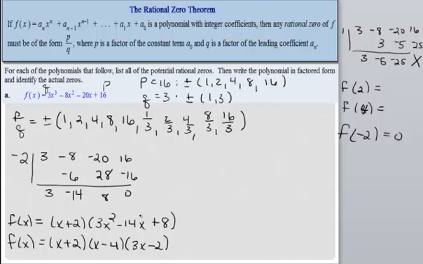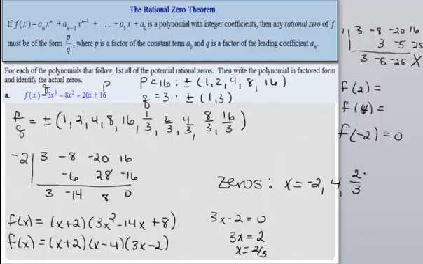So to find all the actual zeros, you just need to set each of these equal to 0. Well, you already know this one gives you a negative 2. So x equals negative 2. The next one, if you set this equal to 0, you find x equals 4. For the last one, 3x minus 2 equals 0, you find x equals 2/3. So your zeros for this function are these three values. And if you notice, all three of those are in this list right here.